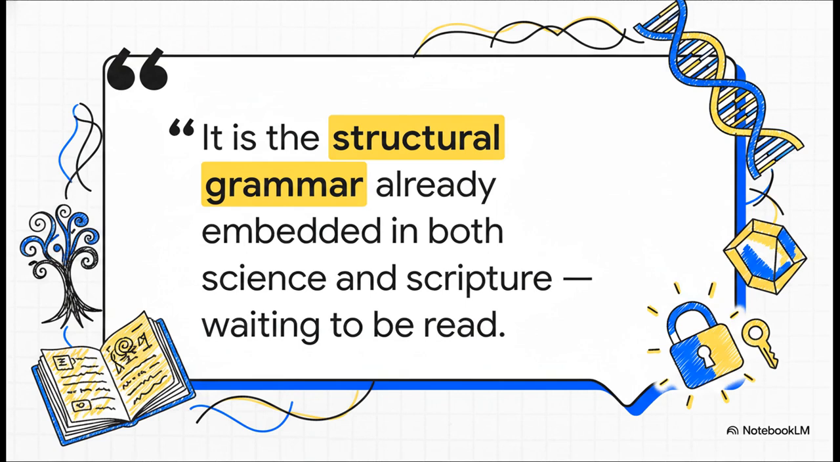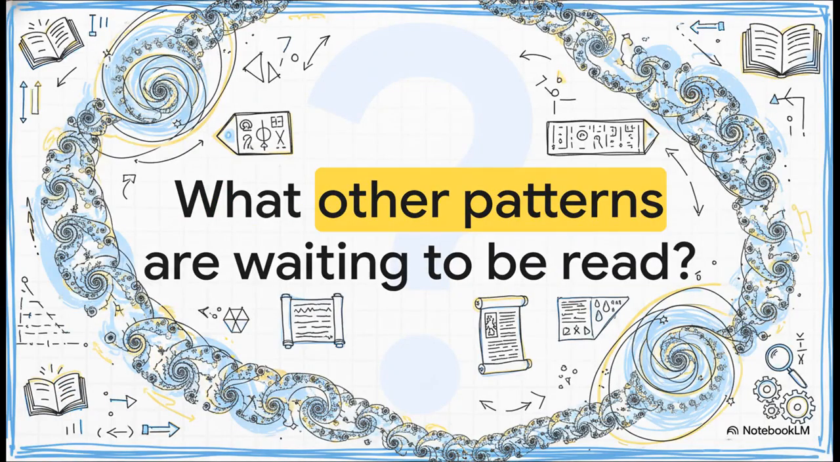And really, this is the final claim. The idea isn't that we're forcing a scientific model onto Scripture, it's that we are discovering a shared structural grammar that was supposedly hiding in plain sight in both of them all this time, just waiting for someone to find the key. It's a pretty profound thought. Whether you buy it or not, whether you see it as a hidden code or a fascinating coincidence, it definitely makes you wonder. If a structure this deep can be mapped here, what other patterns, in all kinds of other systems, are just sitting there, waiting to be read?